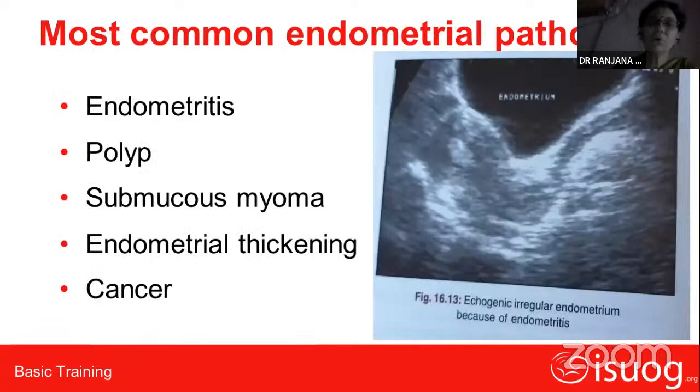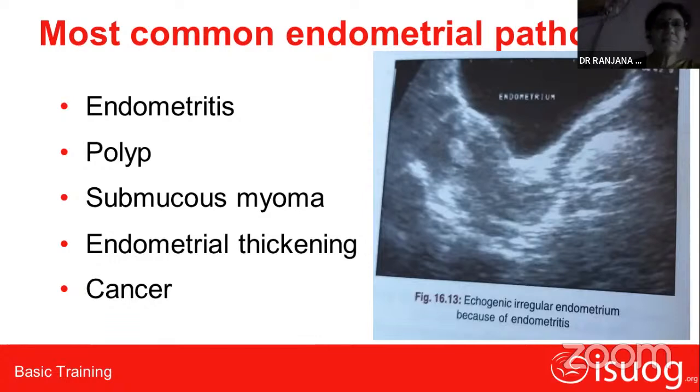There are some common endometrial pathologies. First and foremost is endometritis. See, in this picture, you are seeing echogenic irregular endometrium because of endometritis. There may be presence of fluid. Sometimes inflammation occurs in such a manner that even calcified plaques can be seen. Or sometimes a gas-forming organism produces gas within the endometrial cavity.